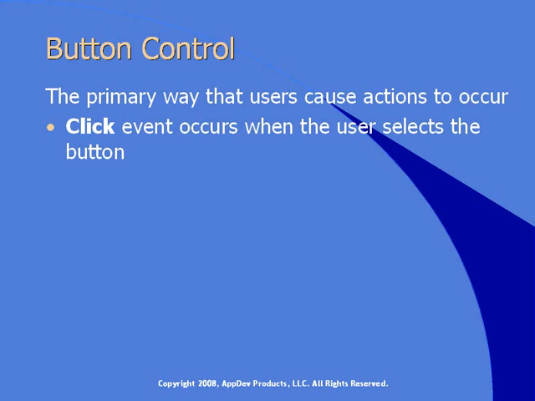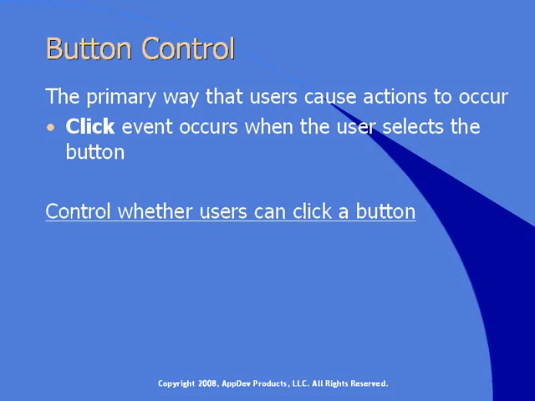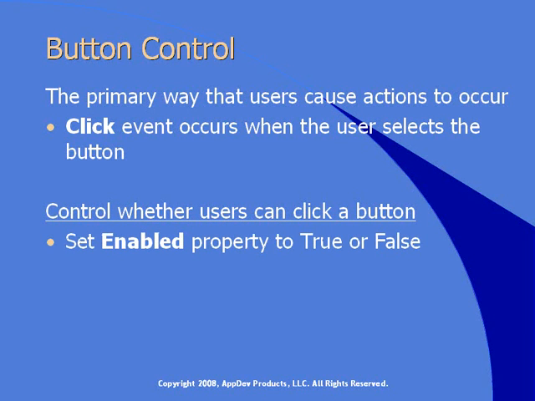Now there are things you can do with the button. For example, you might want to control whether users can click a button. You can set the enabled property to true or false. So you might disable a button until some condition is met and then enable it. So you can enable and disable buttons.